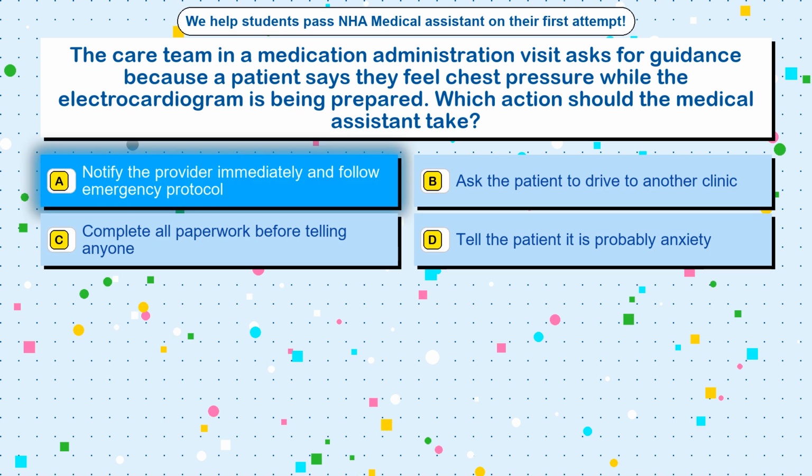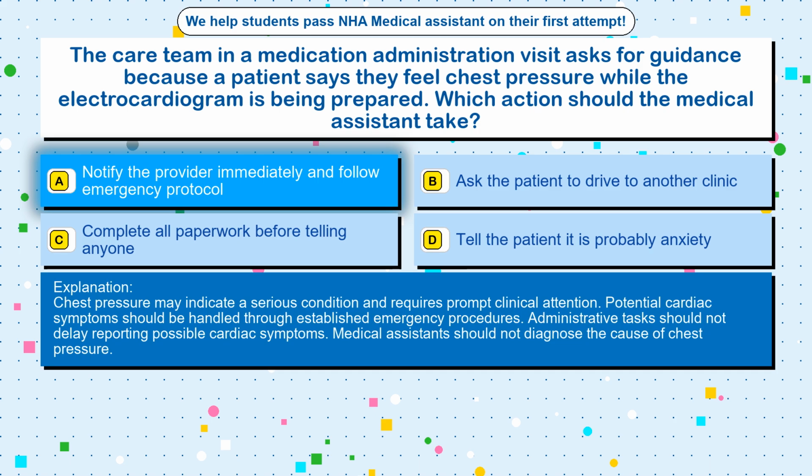Notify the provider immediately and follow emergency protocol. Chest pressure may indicate a serious condition and requires prompt clinical attention. Potential cardiac symptoms should be handled through established emergency procedures. Administrative tasks should not delay reporting possible cardiac symptoms. Medical assistants should not diagnose the cause of chest pressure.